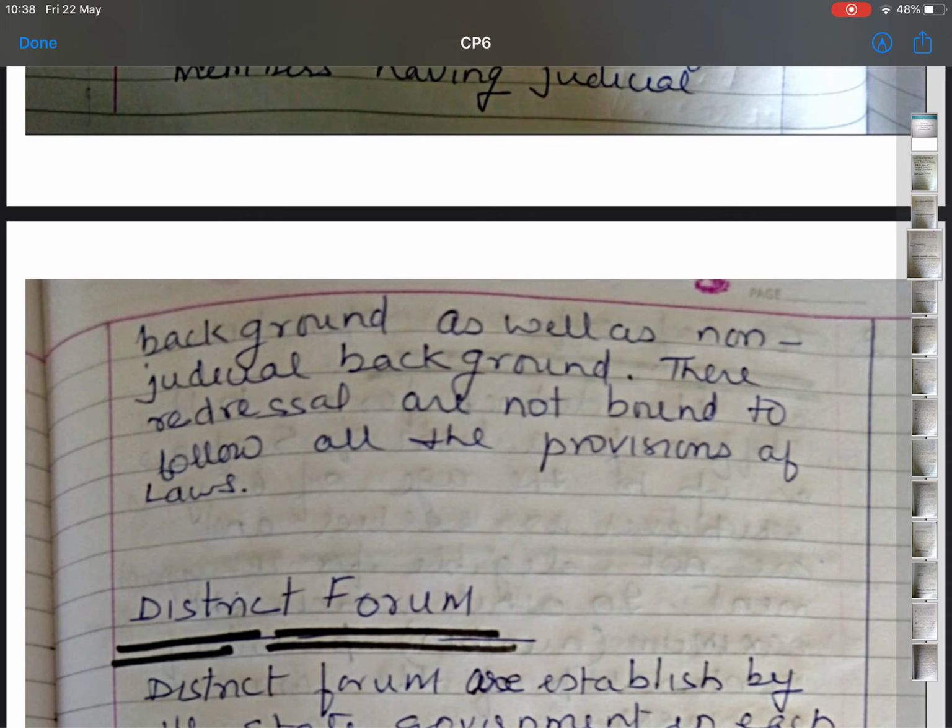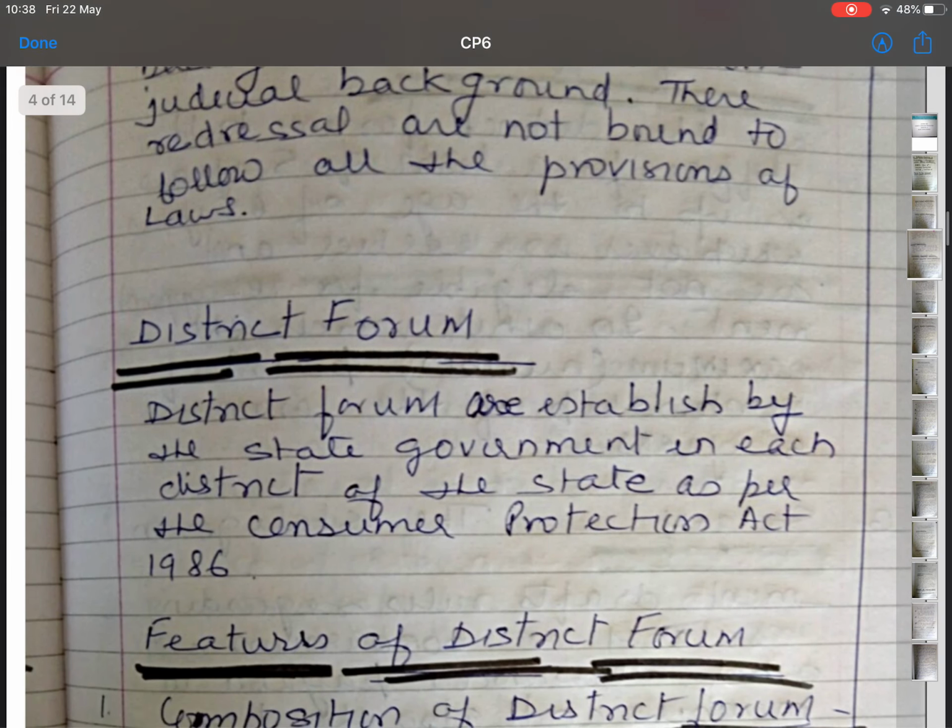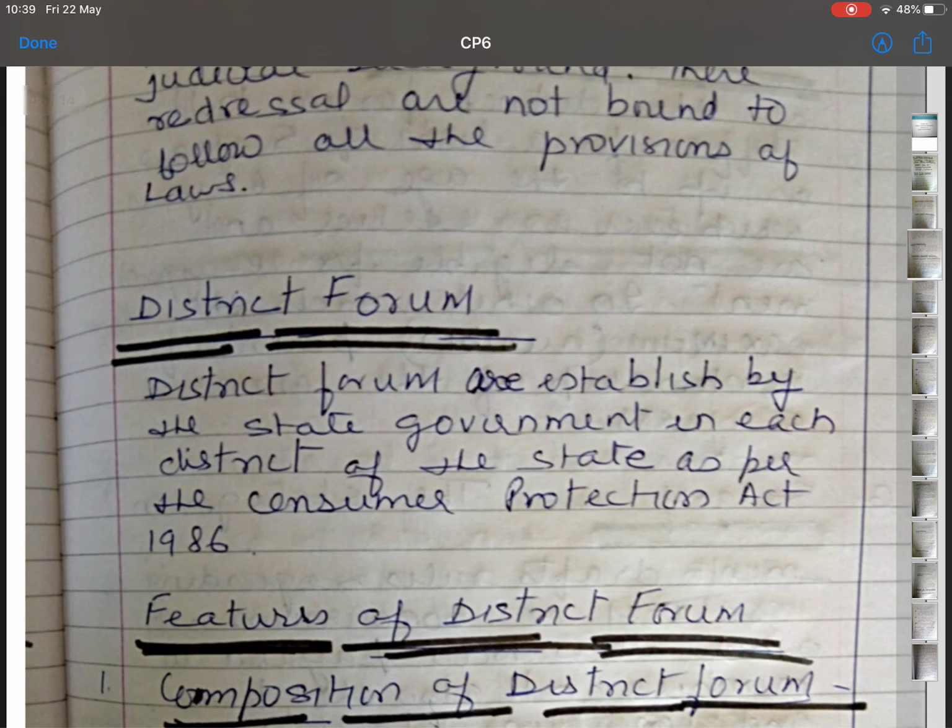So now I'm starting with the first tier of the quasi-judicial mechanism, that is the district forum. District forums are established by the state government in each district of the state as per the Consumer Protection Act 1986. Section 9 of the Act provides for the establishment of a district forum by the state government in each district of the state. However, the state government may establish more than one district forum in a district if it deems fit to do so.